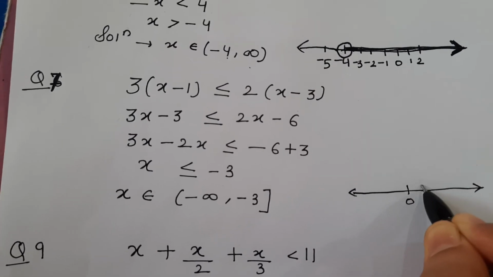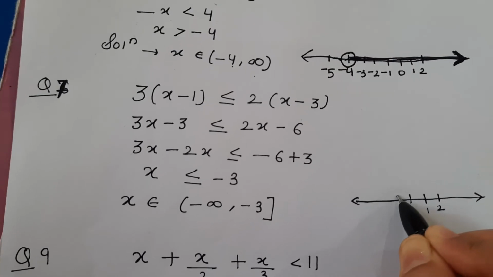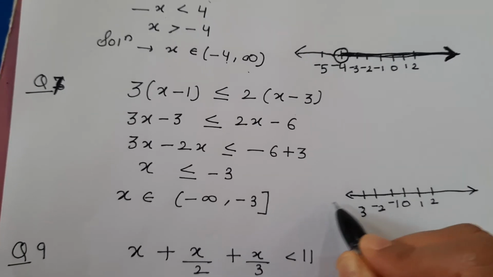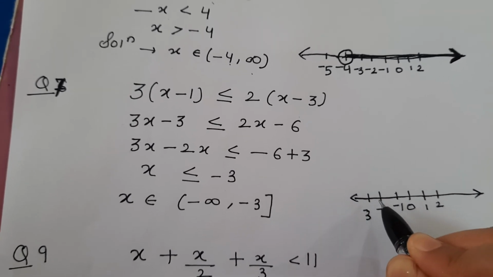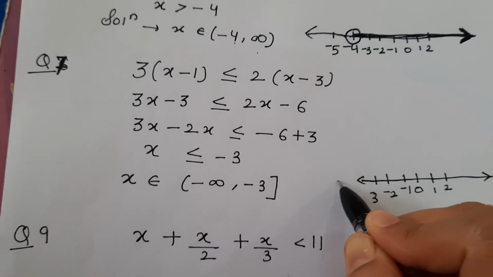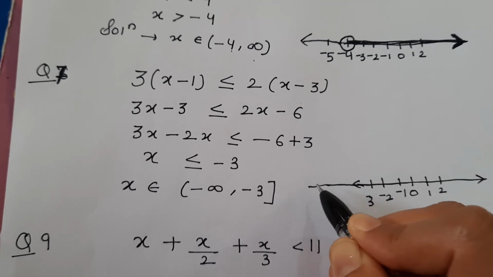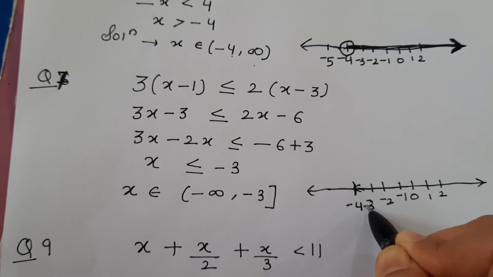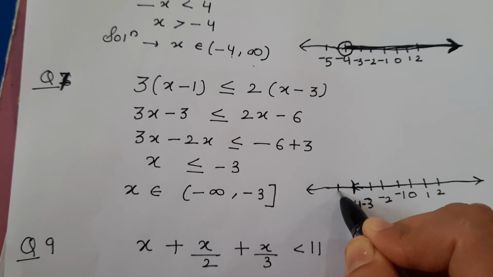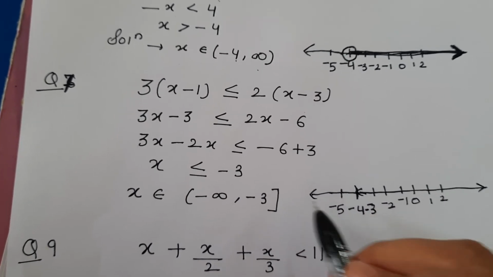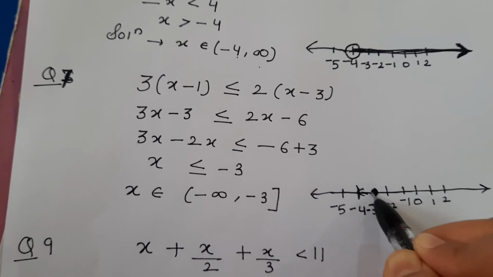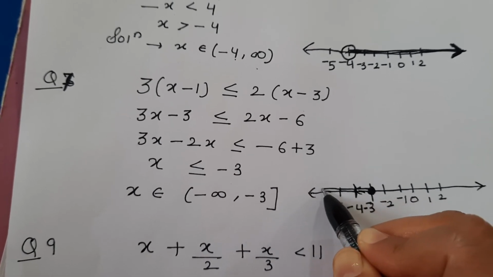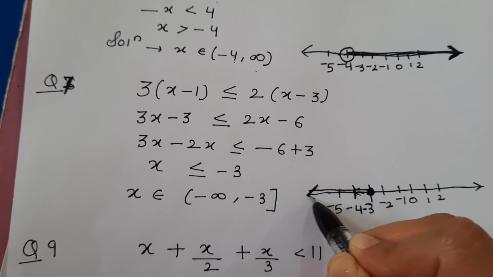Just look here. This is 0, 1, 2. If I write here minus 1, this is minus 2, minus 3, then minus 4. Greater than, less than, equal to, right? Suppose I am extending this line here. This is minus 3, then I am writing here minus 4, then here minus 5. Now less than or equal to minus 3, that means minus 3 is included. So we have a dark circle at minus 3. All the real numbers which are less than or equal to minus 3. So that means this is your answer.